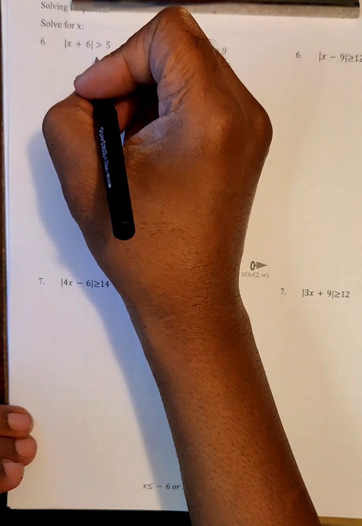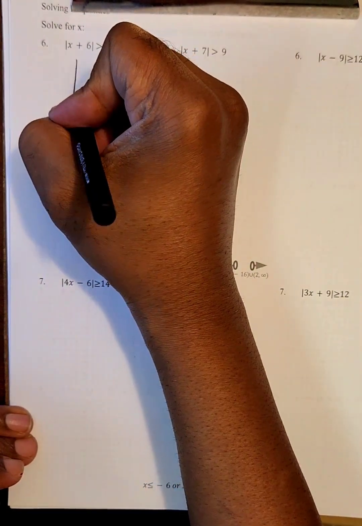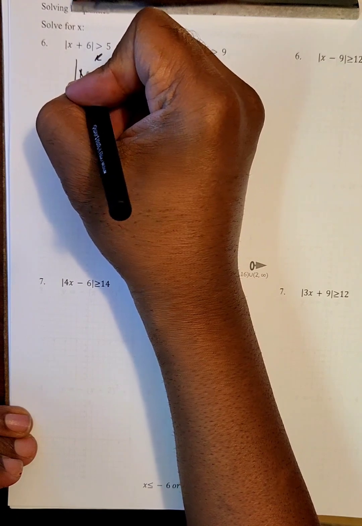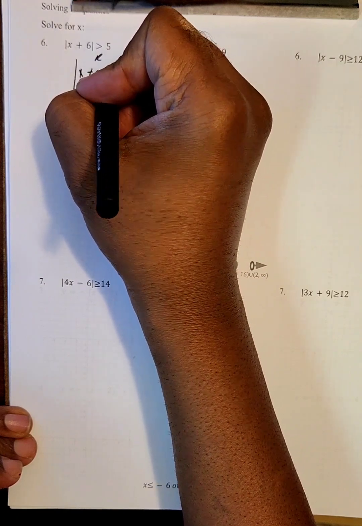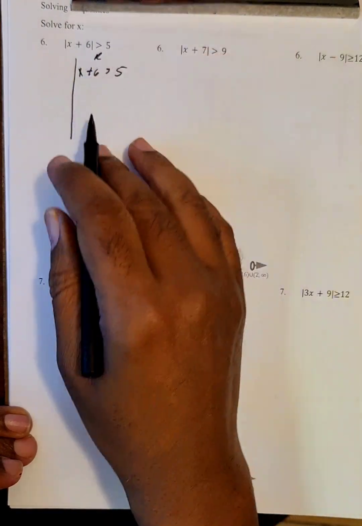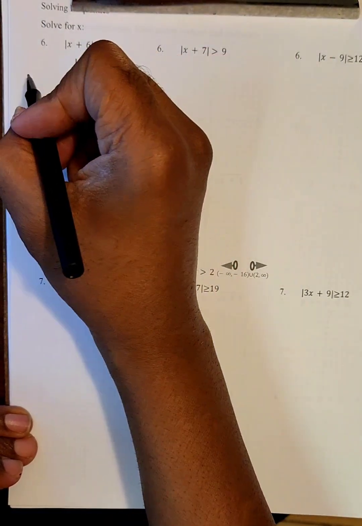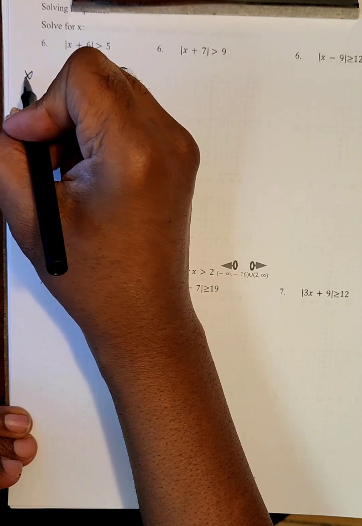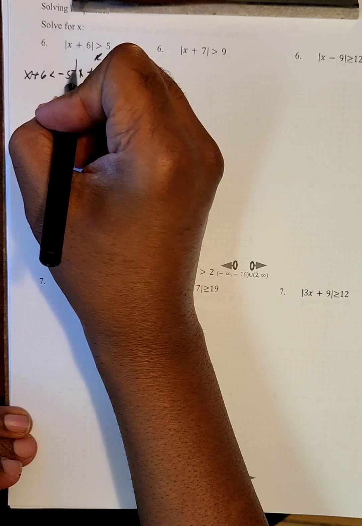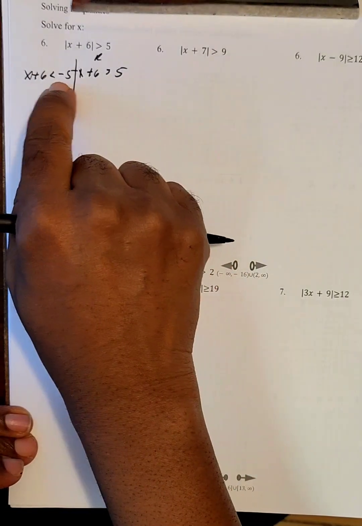Okay, so this is a greater than sign, so we'll split into two halves. The right side will be x plus 6 is greater than 5. Okay, it's a bad looking x, sorry. On the other side, we'll still have x plus 6, but we'll have a less than and then a negative 5 here. You see both of these change there.